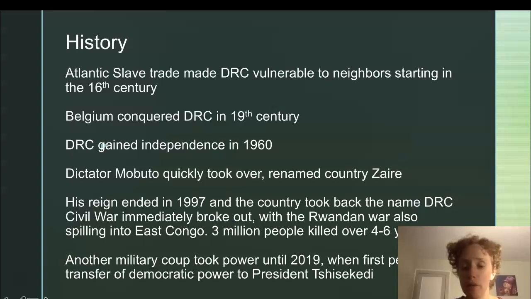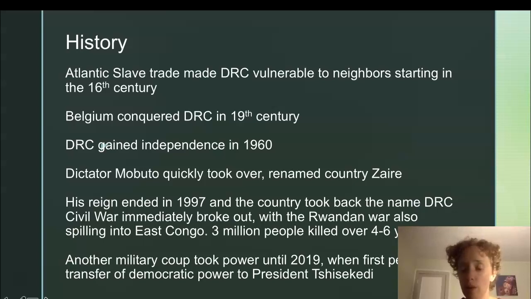Very shortly thereafter, again, not having experience governing themselves, a civil war immediately broke out. At the same time, the Rwandan war was also spilling over into the East Congo, so the Hutu and Tutsi, and if you've heard anything about that, millions, I believe, died in that war. And then in the Republic of the Congo, 3 million people were killed over 4 to 6 years. That did include infighting of folks that were DRC.